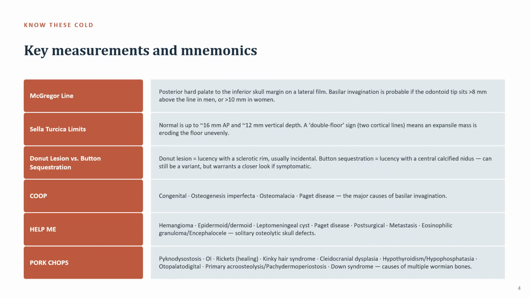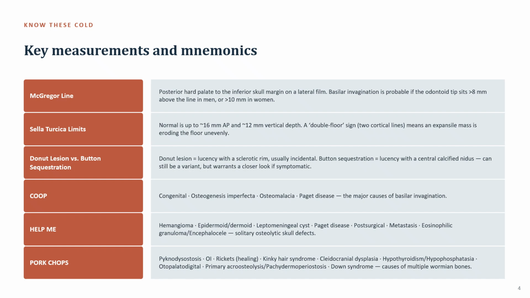Next, we have that donut lesion versus the button sequestrum. With that, the donut is like a lucency that they find. Usually it's an incidental finding. With the button sequestrum, there is some calcification, central calcification. It's still worth a closer look in terms of what are the symptoms for that patient.